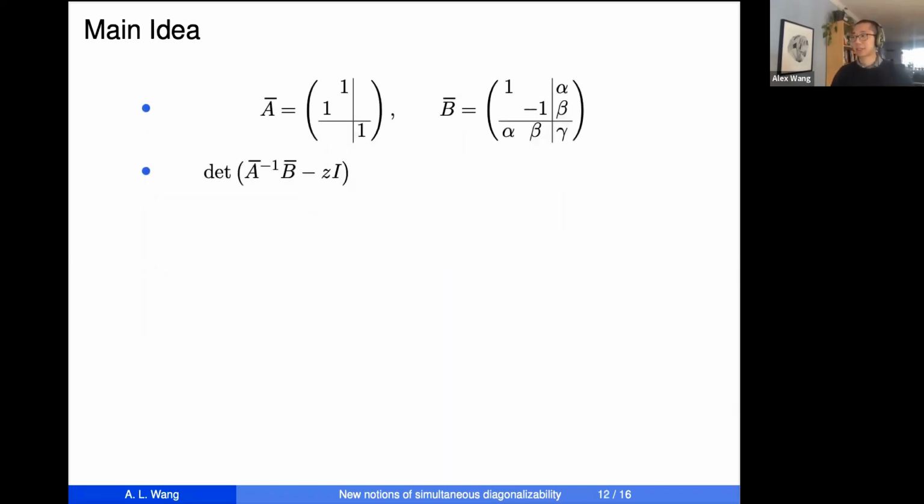Okay, so we have this bar A and bar B, and we want to understand what its eigenvalues are. That is to say, what are the roots of its characteristic polynomial? If I'm writing it as a polynomial in z, it's going to be a polynomial in z with coefficients which are functions of alpha, beta, and gamma. So you can write this out and collect terms, perhaps cleverly, and this is one way that I decided to collect terms. But why did I think that this was a good way to do it?